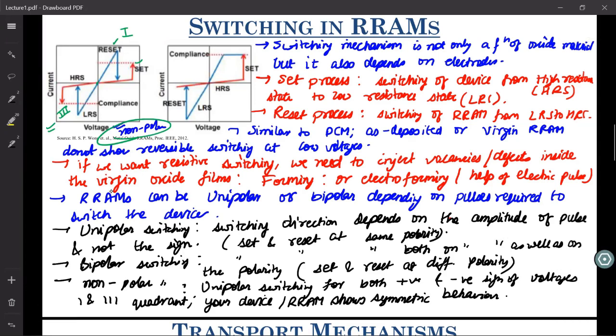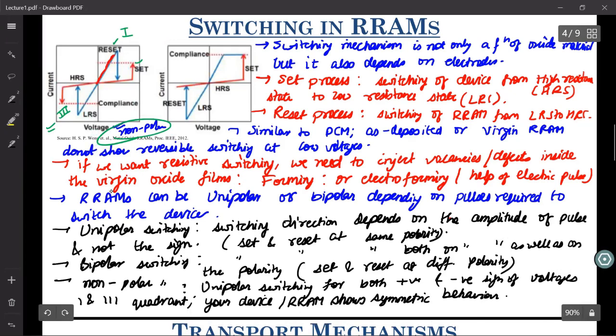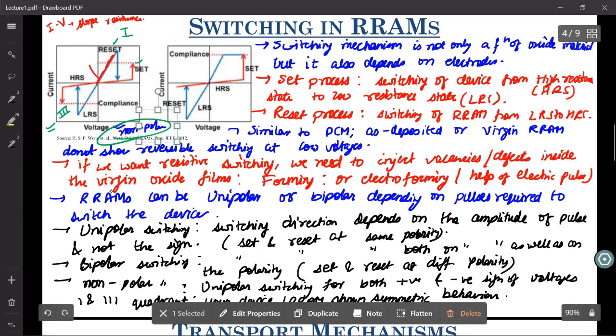Let us say that the device is in low resistance state. So how do we ensure that this curve corresponds to the low resistance state? In your I versus V curve, the slope determines resistance or conductance. So the slope gives you conductance basically. So higher the slope, higher the conductance, lower the slope, lower the conductance. Higher conductance means a lower resistance. So higher slope over here tells you that the device was in LRS.